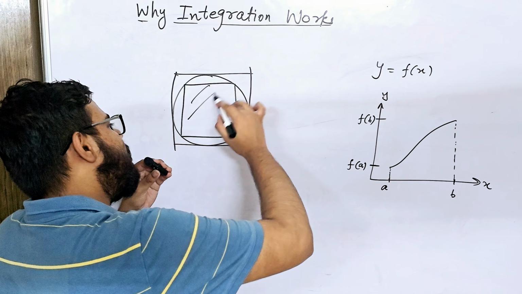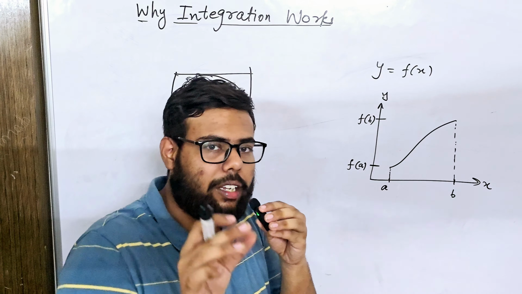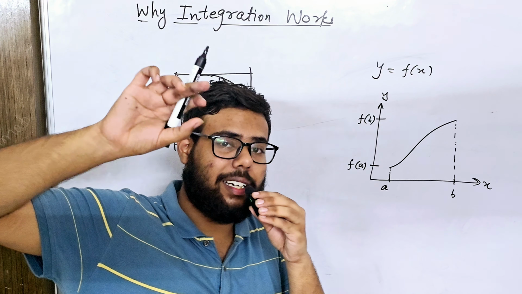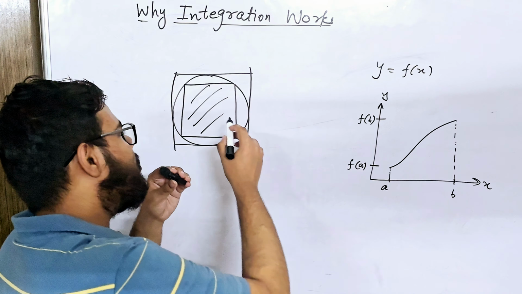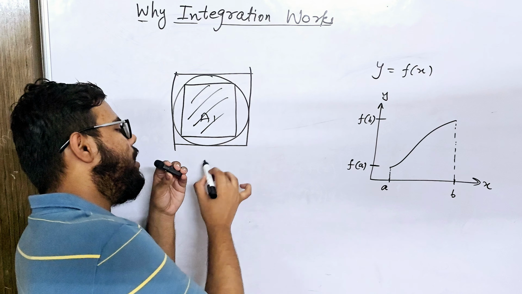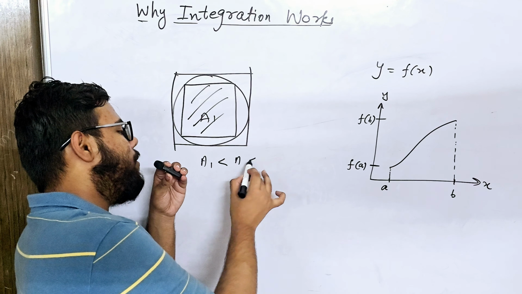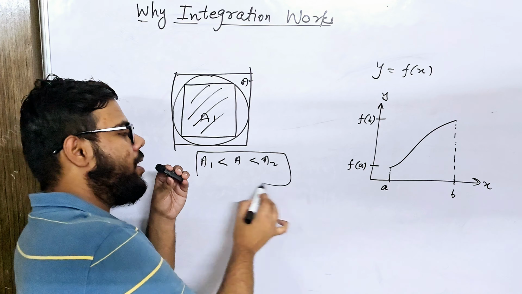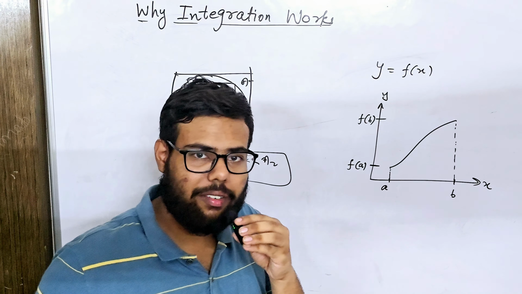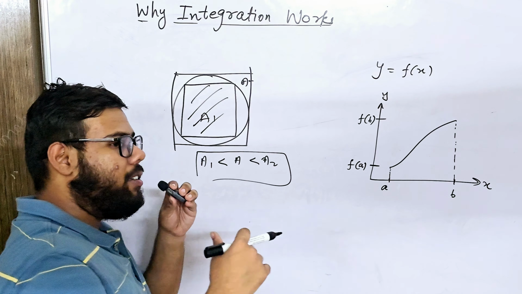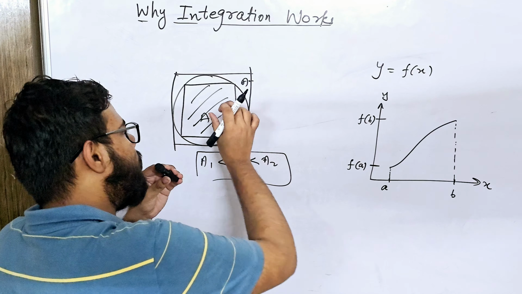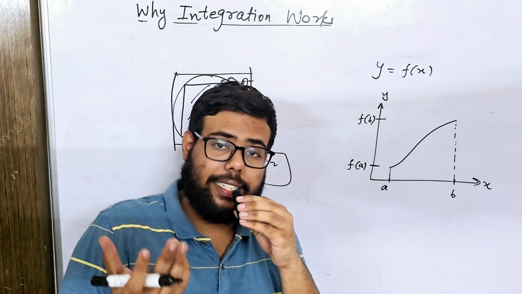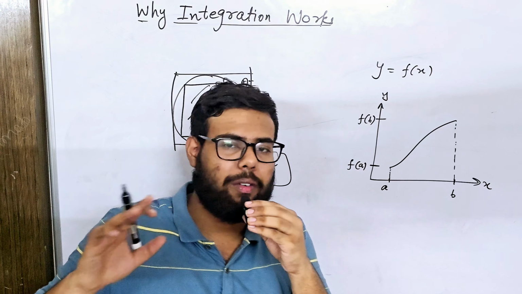You'll calculate the area of the inner square and the outer square, so that you will have an upper bound and a lower bound for the area of the circle. Of course the area of the circle will be greater than A1, but less than A2, where A2 is the area of the greater square. Simple, right? If you want a more accurate result, you can go from a square to a pentagon, then to a hexagon, heptagon, octagon, whatever you want.